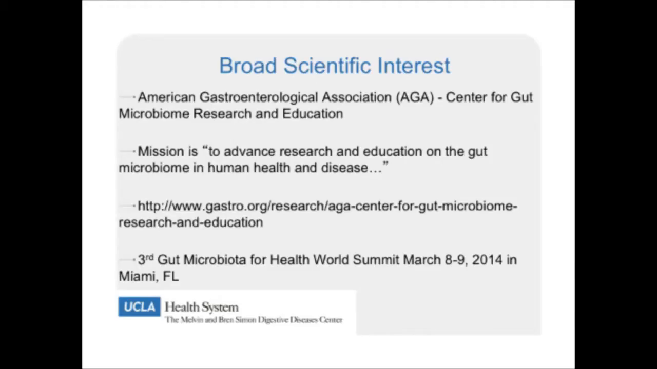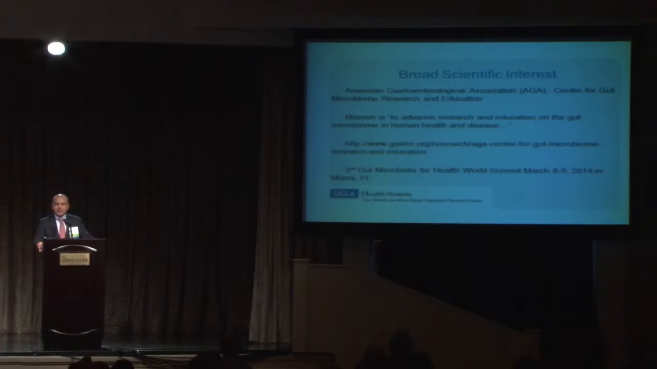Essentially, in the last 5 years, about 90% of the references for microbiome are evident in PubMed. Prior to that, you would basically have had limited exposure to different types of data. The American Gastroenterological Association has now established a Center for Gut Microbiome Research and Education, and I've listed the link in your syllabus. The mission is to advance research and education in the gut microbiome and human health and disease.